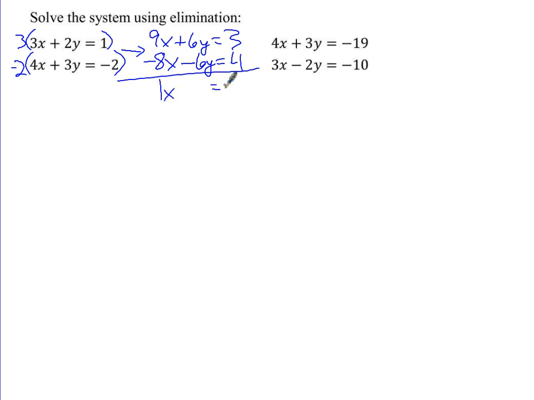1x equals 7. So what's x equal? 7, yeah. 1x is the same as x. So x equals 7 is my first answer. I already know what x is. What do I need to do now? Go back to an original equation. Notice that I keep saying original.